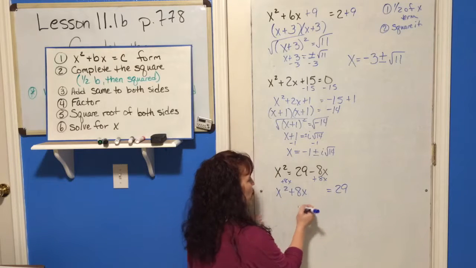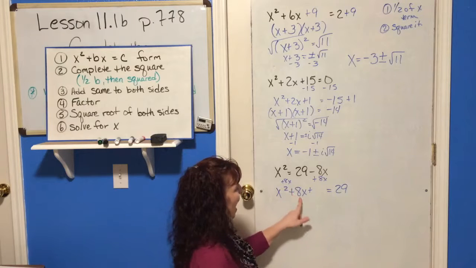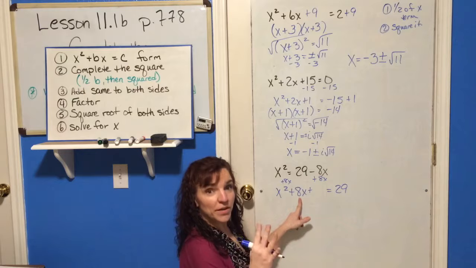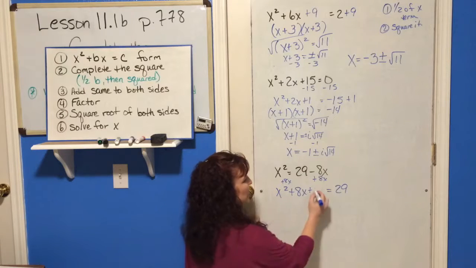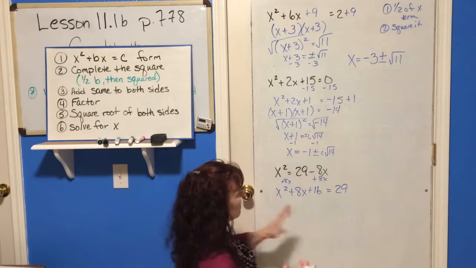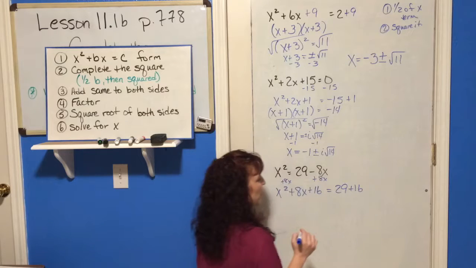What are you going to put in here? Well, it's always going to be plus because you're going to square it. Half of the x term, half of 8 is 4, and then square it. So 4 times 4 is 16. Don't forget now, step 3, add the same thing to both sides. You added 16 on this side, so add 16 on this side.